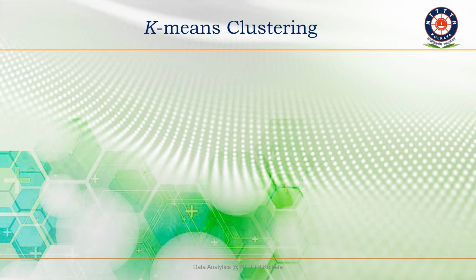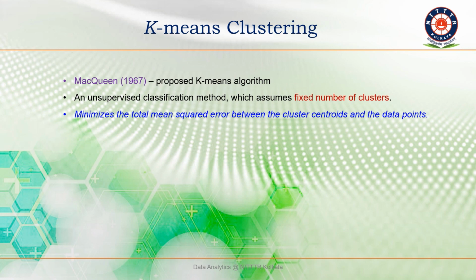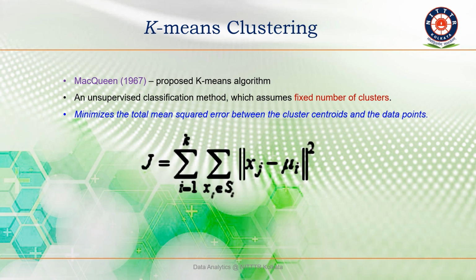Now, another algorithm which is very popular is called k-means clustering, introduced by MacQueen in 1967, and it is one of the widely useful unsupervised classification techniques, which assumes a fixed number of clusters. The basic principle is to minimize the total mean square error between the cluster centroids and the data points. In this objective function you can find the distance between the jth pattern and the ith class, compute the squared Euclidean distance value to find the total across all the classes, and that total amount of distance needs to be minimized. So, it is an unconstrained optimization technique.